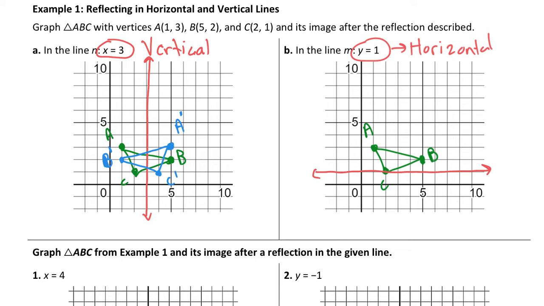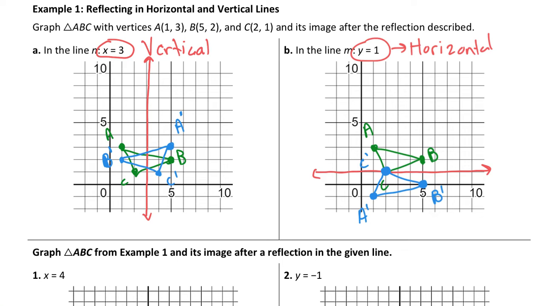y equals 1 is a horizontal line with a y value of 1. So to graph this reflection, A is 2 above our line of reflection, so the image of A is 2 below our line of reflection. So that is the image of A. B is 1 above our line of reflection. The image of B is 1 below our line of reflection. And then C is on our line of reflection, so the image of C is also on that line of reflection. So this is a little bit better visual of a reflection because not every point overlaps that line of reflection.